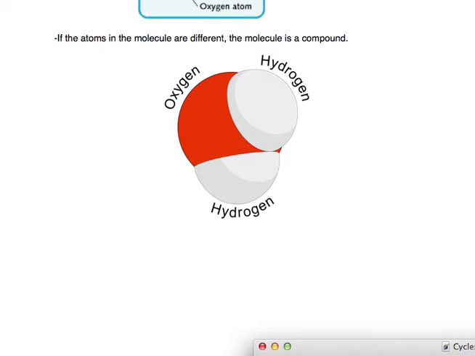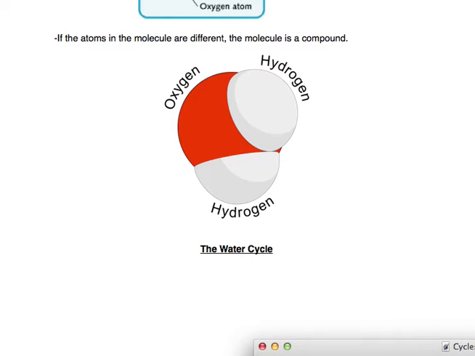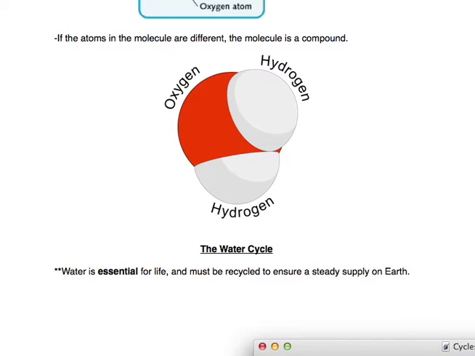So now we're going to get into cycles, and the first cycle we're going to discuss is something called the water cycle. A lot of you had a little song that you were able to come up with in class about what the water cycle is, and that's really great to keep in mind to help you remember what it is. Songs always work really well. Water is essential for life, and it has to be recycled to make sure that there's a steady supply of it on Earth. So that's something important that we need to know about the water cycle.